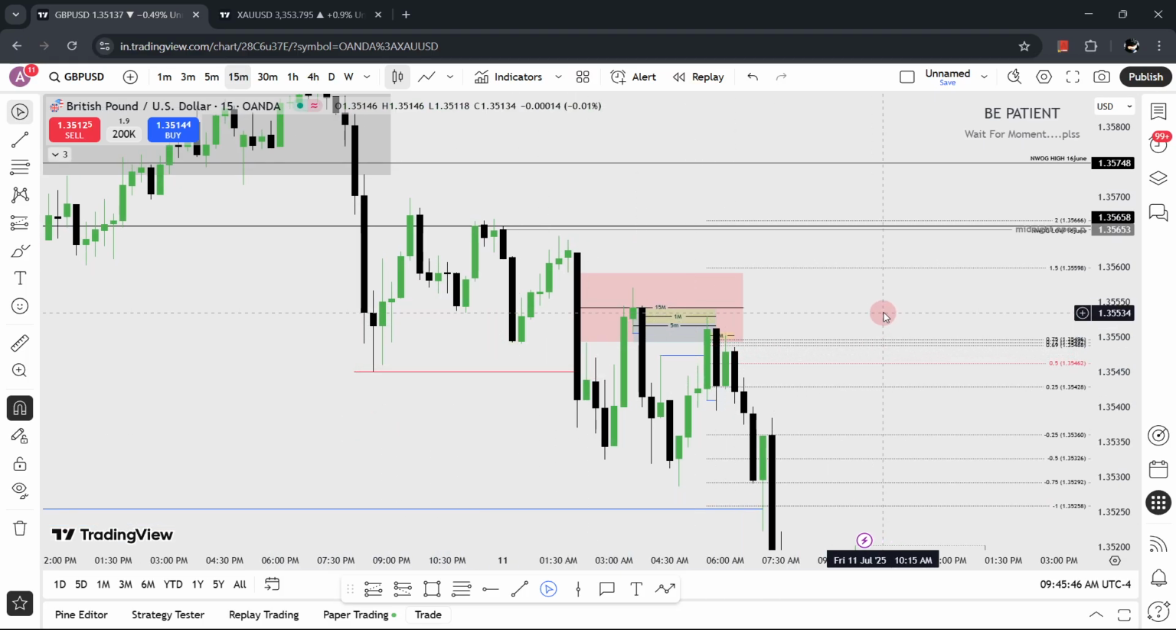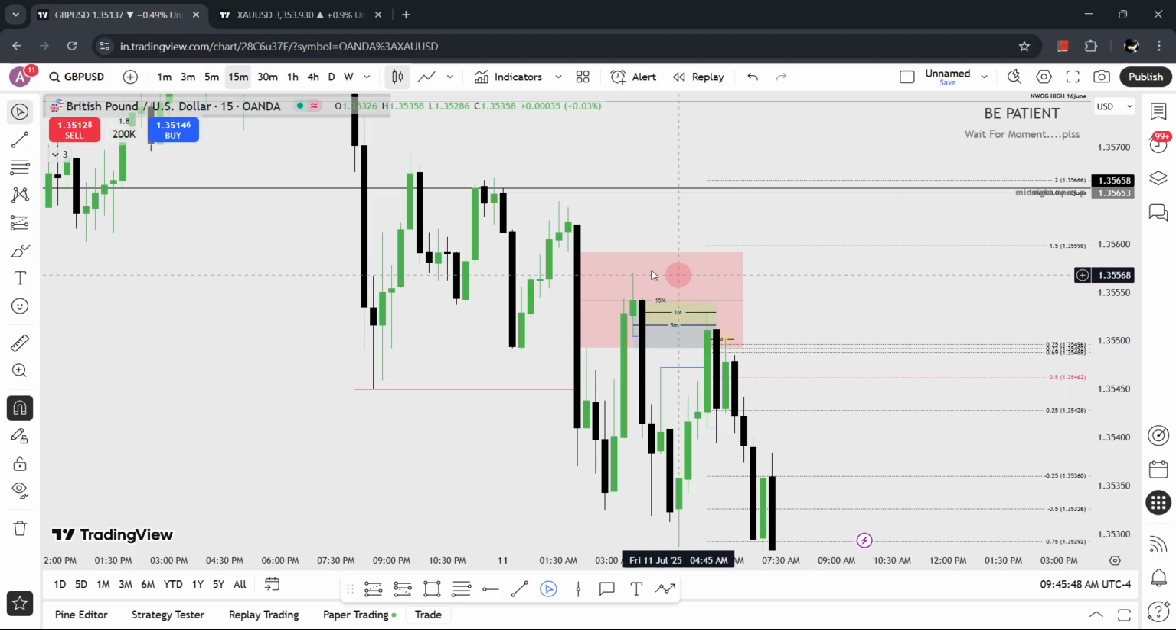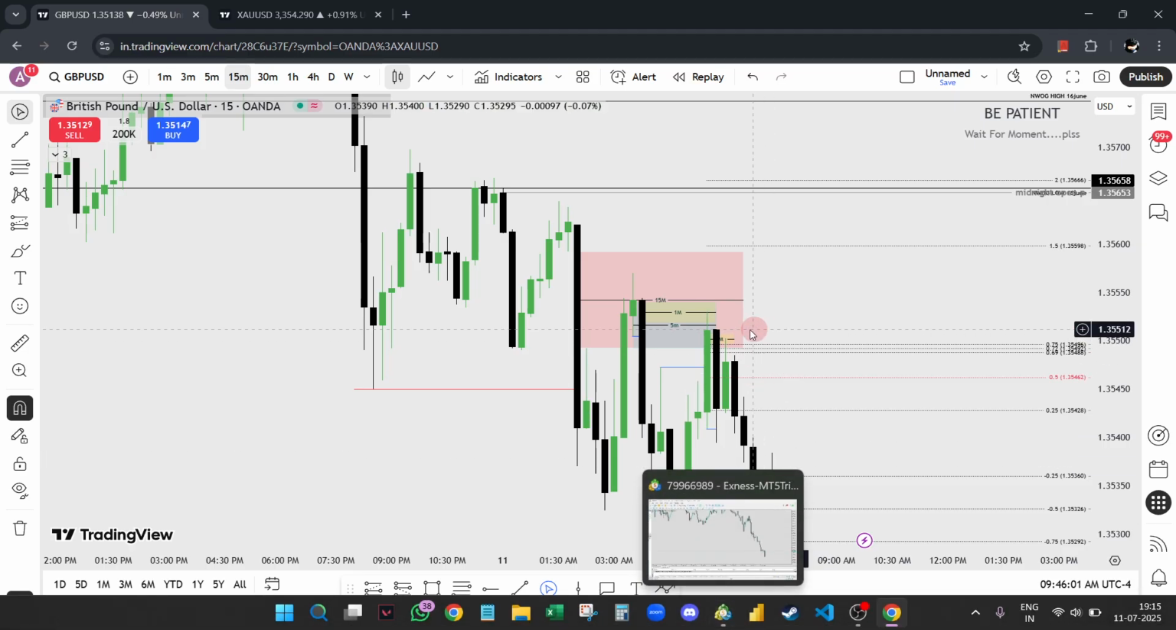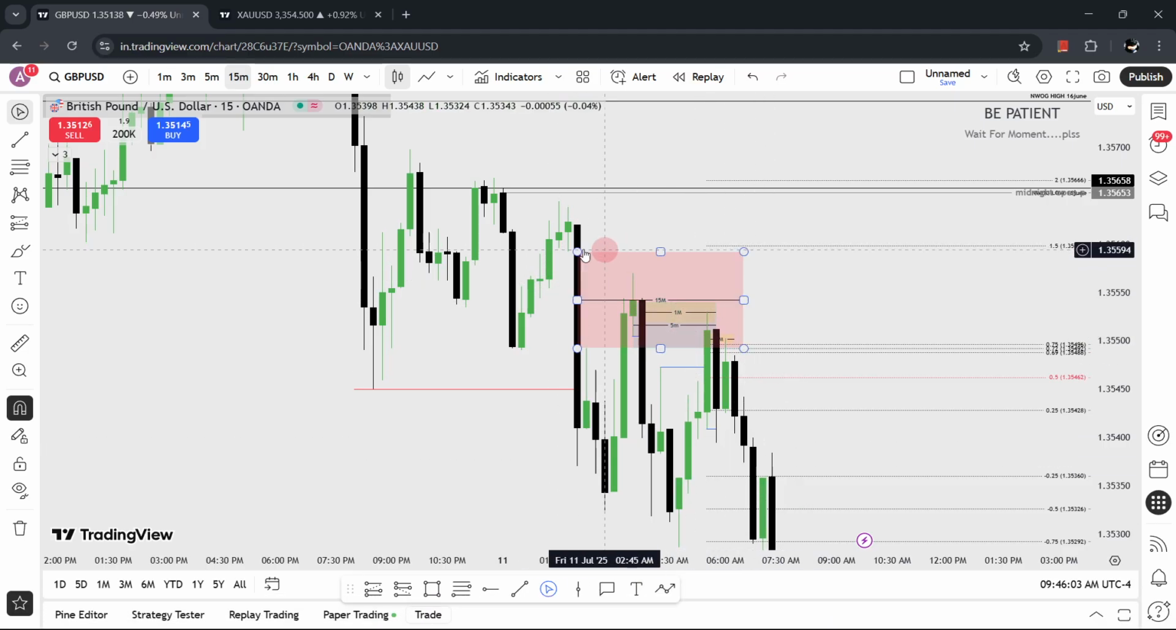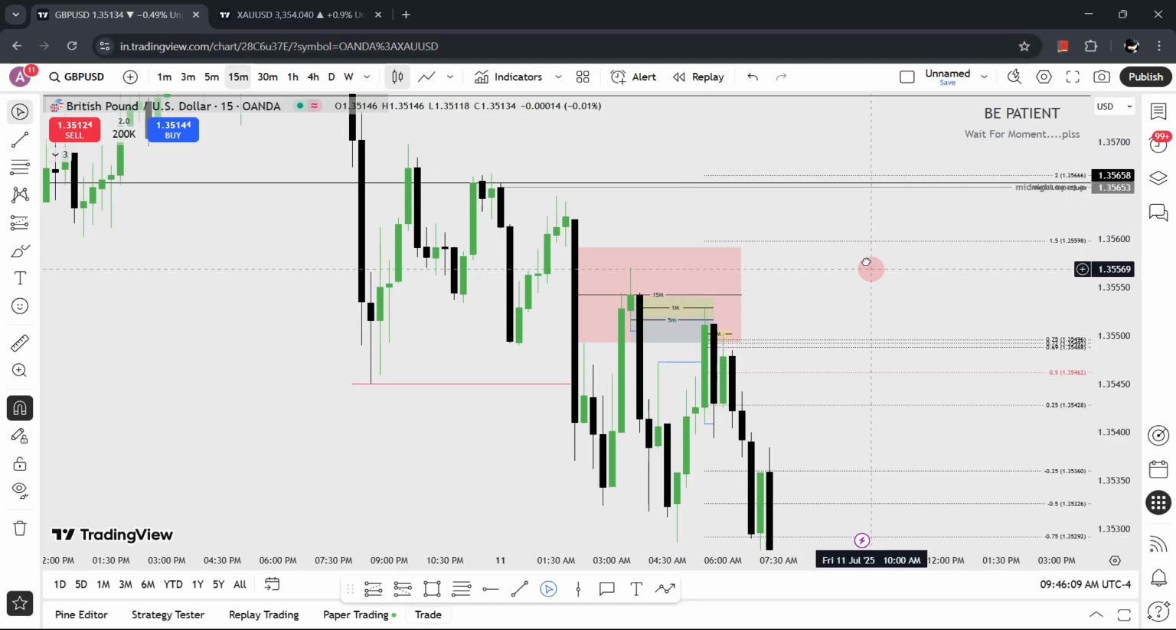When this broke down lower, we created a 15-minute fair value gap. So we just mark that 15-minute fair value gap. Some are, what do you say, I don't like to. That's the reason.